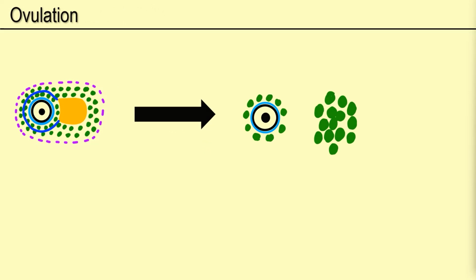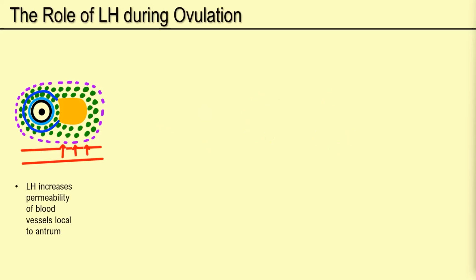Well, the LH secreted during the LH surge acts on nearby vessels to become a bit leaky. Because they become a bit leaky, they leak fluid into the antrum of the Graafian follicle and cause it to swell.